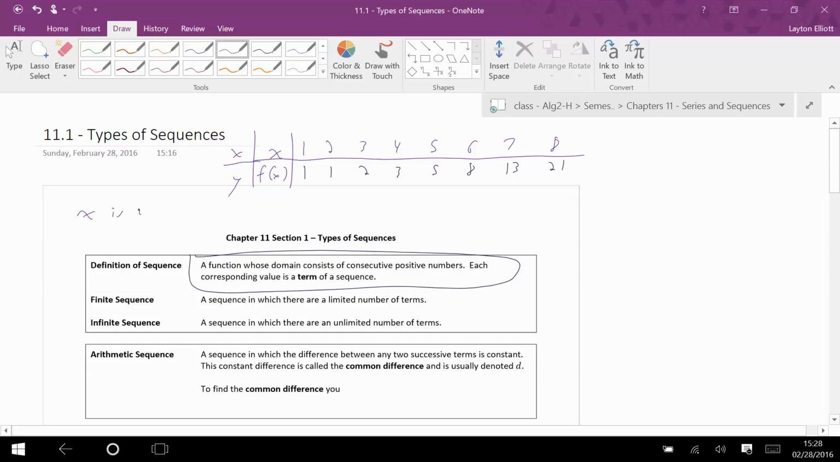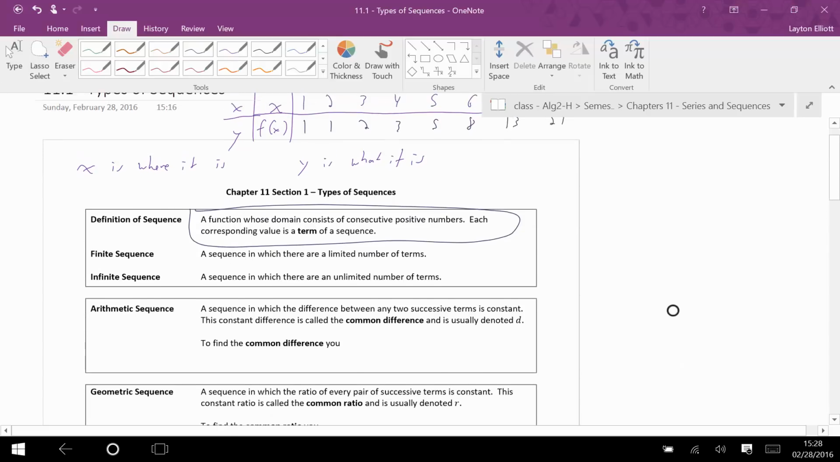X is where it is, and y is what it is. Now, we are going to redo this whole xy thing a little bit later. We're going to use a different but similar sort of notation for that.